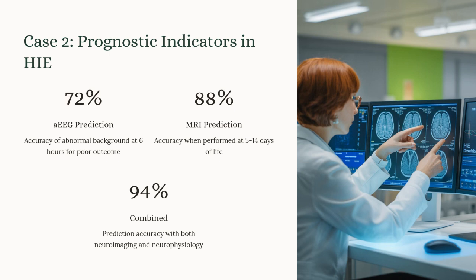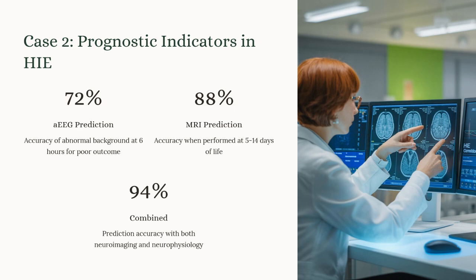Here's how we forecast outcomes in HI. A decreasing abnormal aEEG at 6 hours is 72% predictive of poor neurodevelopment. Brain MRI at 5 to 14 days has 88% predictive accuracy. Combine both: 94% accuracy. These tools help us guide families.